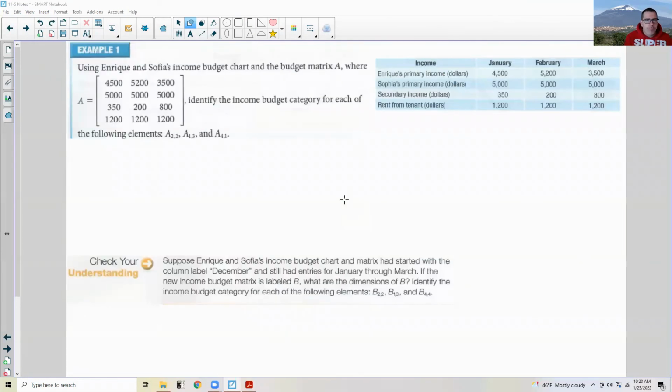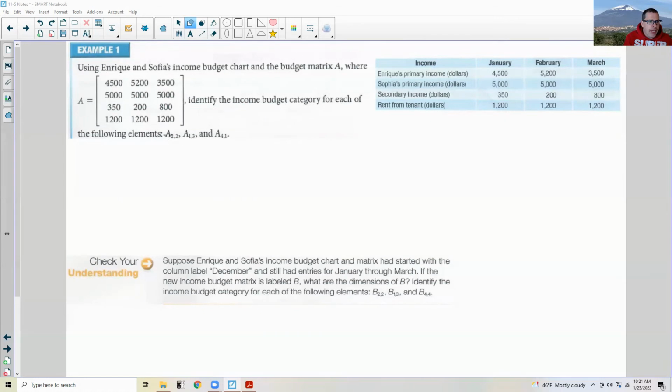Okay, example 1. Over here, I have that same example from page 1. This is a rectangular array, and this is a matrix of that array, just the numbers from there. Using Enrique and Sophia's income budget chart and the budget matrix A, where A equals these values from this chart, identify the income budget category for each of the following elements.